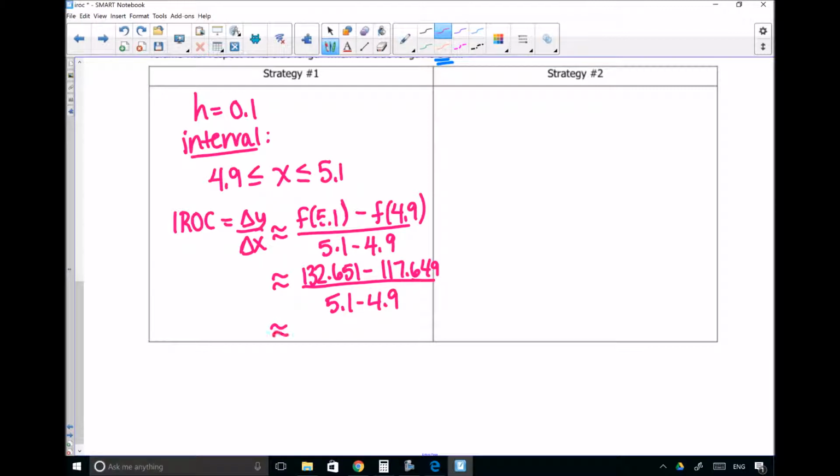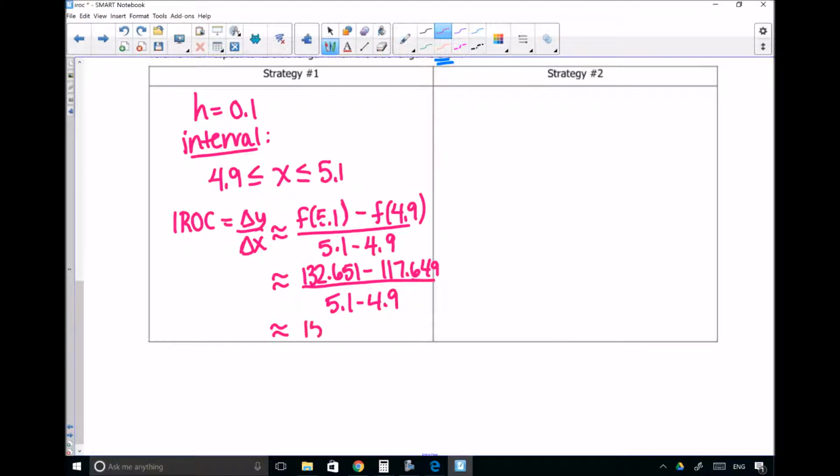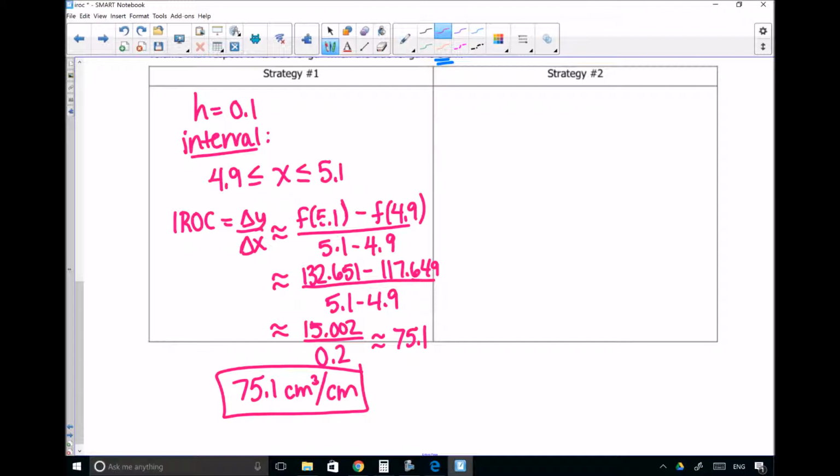Okay, so that's approximately equal to 132.651 minus 117.649 gives me 15.002 over 0.2. So then that means that my instantaneous rate of change is approximately 75.1. So it would be 75.1 cubic centimeters per centimeter. Okay, because this is our unit for y and this is our unit for x, and a rate of change is always something per something.